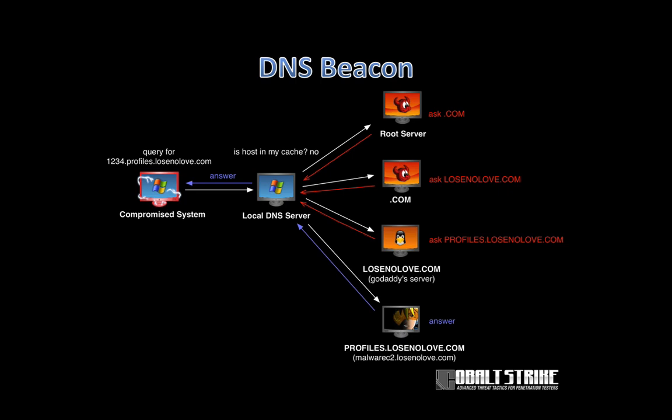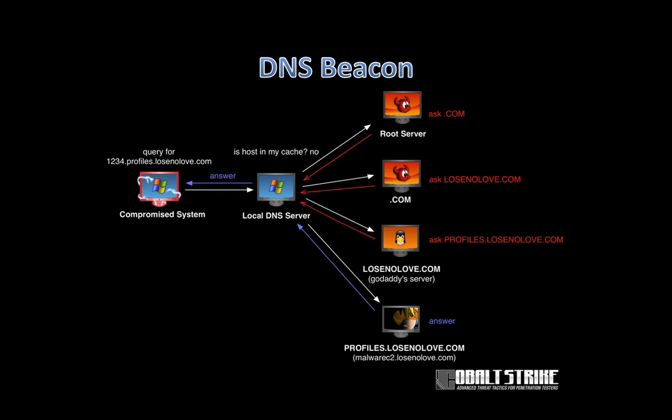The local DNS server will then reach out to that server, which in real life happens to be one of GoDaddy's name servers, and it will ask GoDaddy, do you know the 4-byte A record value for 1234.profiles.losenolove.com? And GoDaddy is going to look at its zone files and it's going to say, no, I don't. But I do know a server that is authoritative for profiles.losenolove.com. Why don't you ask it? And that's the answer our local DNS server gets.